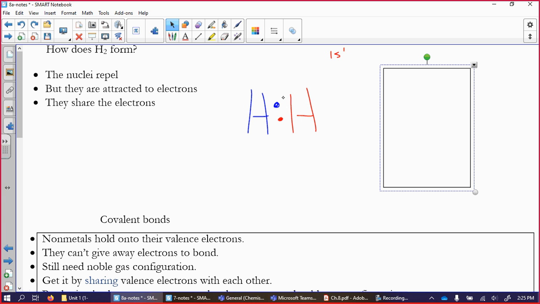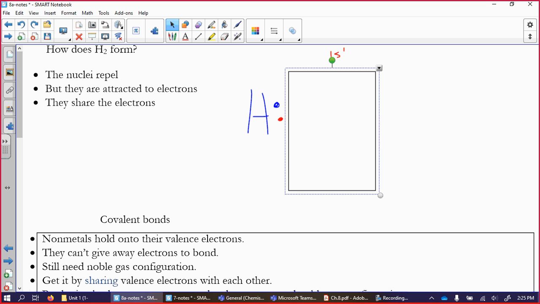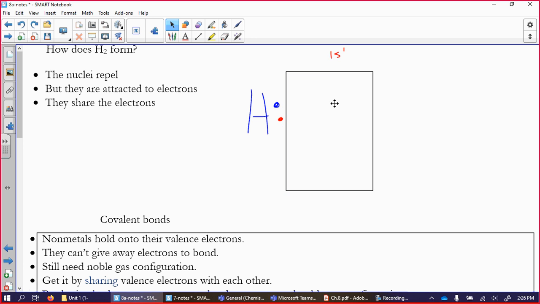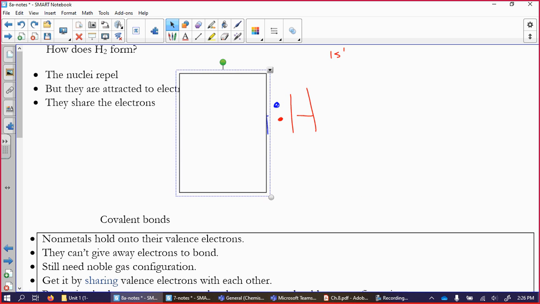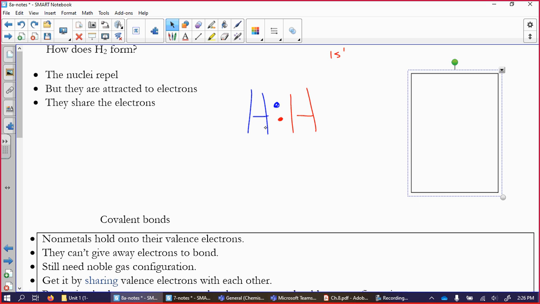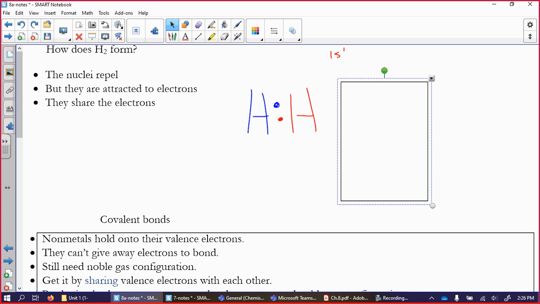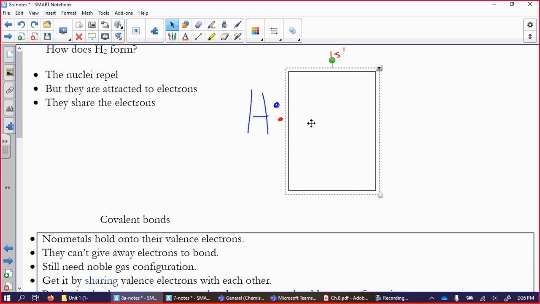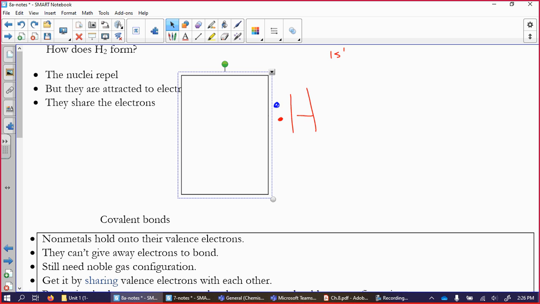It could technically get rid of that, well then it has none, or it could add one. But how many electrons are around that blue hydrogen right now? 2. Now I can look at the same thing. How many are around the red hydrogen? 2. So now, is this hydrogen atom happy? Because it effectively has 2 electrons. Its octet is full. This hydrogen atom has 2 electrons.